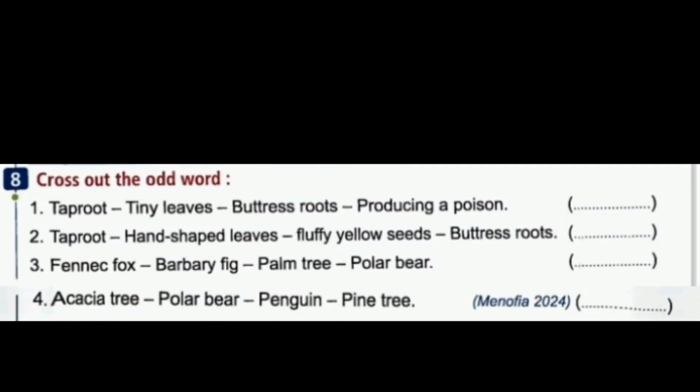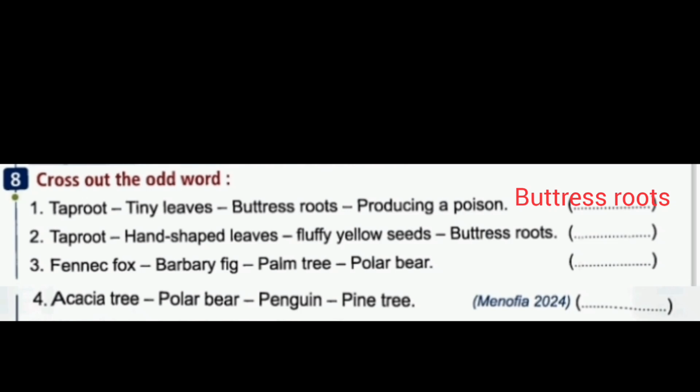Now let's answer question number 8, which is cross out the odd word. Number 1. Taproot, tiny leaves, patras roots, producing a poison. We will choose patras roots because all items belong to the acacia tree, but patras roots are about the kabak tree.